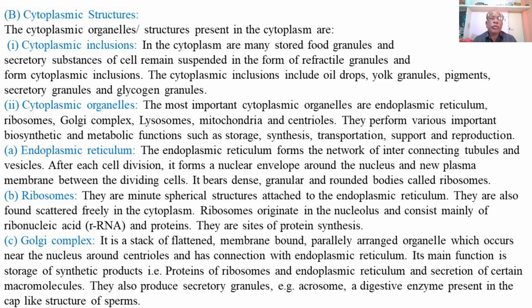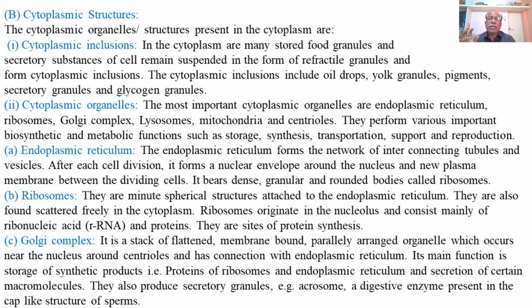Then second, that is the ribosomes. They are minute spherical structures attached to the endoplasmic reticulum, and they are also found scattered freely in the cytoplasm. Ribosomes originate in the nucleolus and consist mainly of ribonucleic acid called rRNA, that is ribosomal RNA, and proteins. So ribosomes are mainly composed of RNA and proteins.